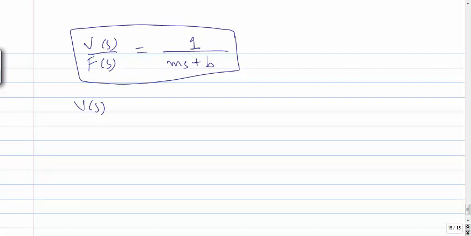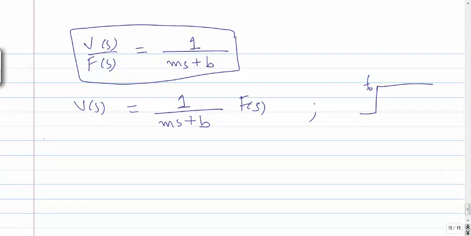Now let's see if I want to find out the output for a particular input to the system. So I have to plug in the input here to calculate the output. Now let's assume that we are giving a step input to the system. Now let's see how the output behaves.